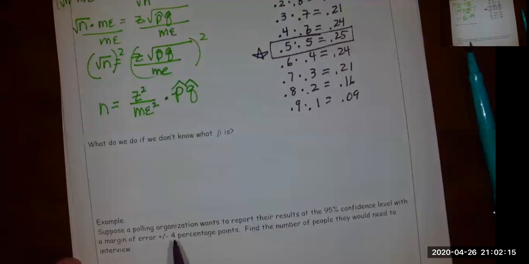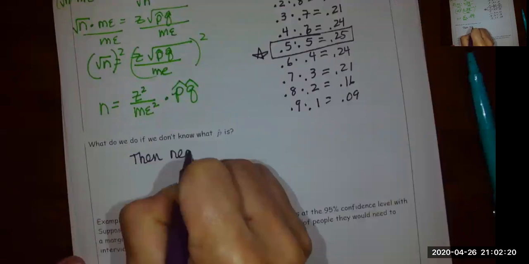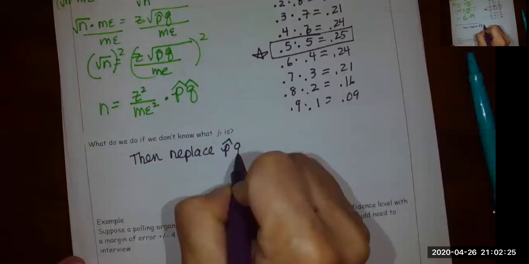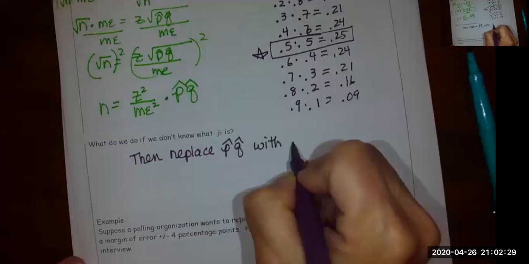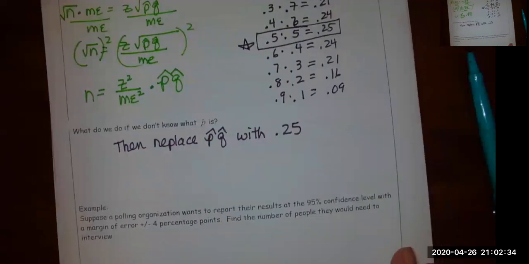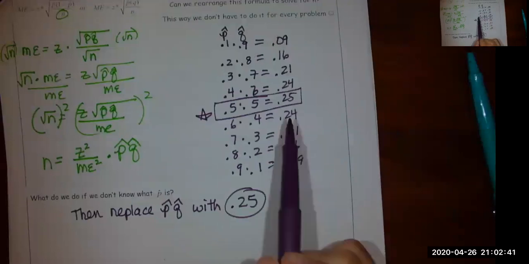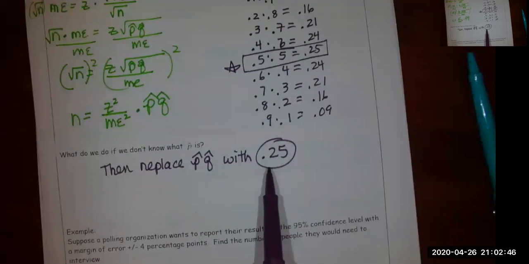Okay, so if we don't know P hat, then we replace PQ or P hat Q hat with 0.25. Okay, so if you're trying to figure out N and you don't know what P hat is, we use this. You don't have to go through and write this down every time. I just like you to see that that's the biggest. So we replace P hat with, or PQ with 0.25, okay?